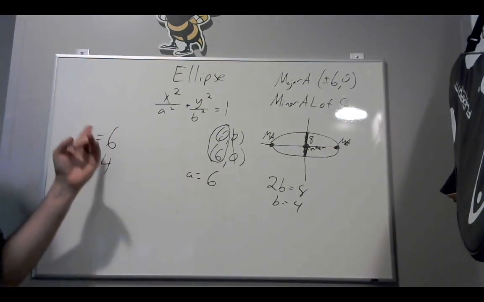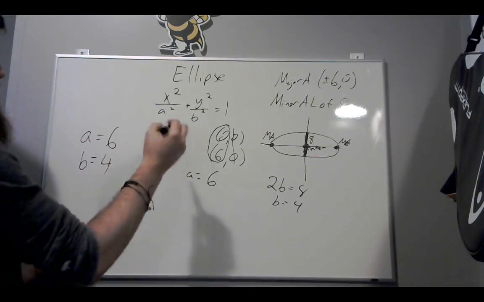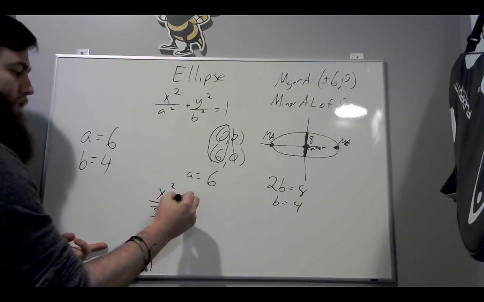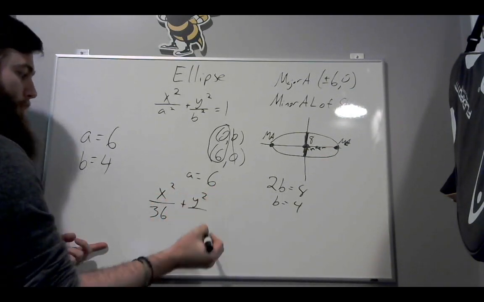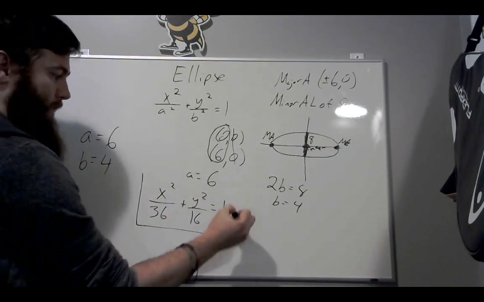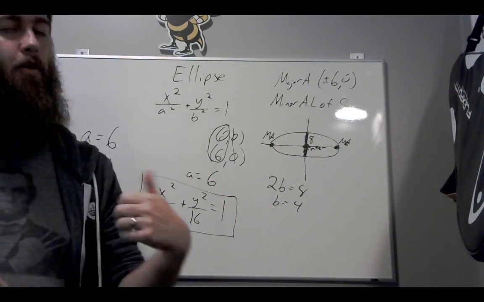And we're done. We can now just plug A and B into the equation. A was 6, so A squared is going to be 36. B was 4, so B squared is 16, and that equals 1. Again, that's it. We didn't care about our focus points at this point.